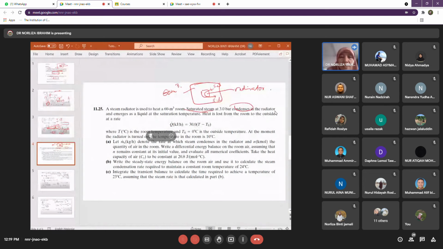You have the saturated steam, and you use the conversion of the saturated steam to saturated liquid. When you condense, you release heat. From steam to liquid, you release Q. This Q will be used to heat the room. The heat loss is from the room to the outside. T is the room temperature, T0 is 0 degree C, the outside temperature. At the moment the radiator is turned on, the temperature in the room is 10 degree C. This is very ideal.